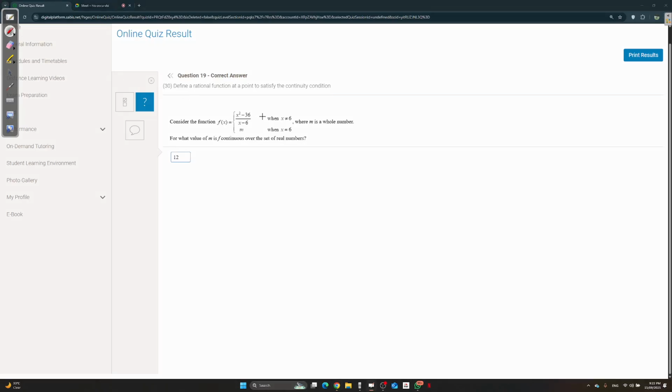Then last question for the day. X squared minus 36 over x minus 6, and then you have m. For what value is it continuous? Again, same thing. You need to check the limit as x approaches 6. Obviously, you're going to get 0 over 0. So what you do, you can differentiate, and you're going to get 2 times 6 equals 12. Or you can use factoring, or you can use whatever you want. I don't care. But you're going to get 12 as the limit. So obviously this m here has to be equal to 12.